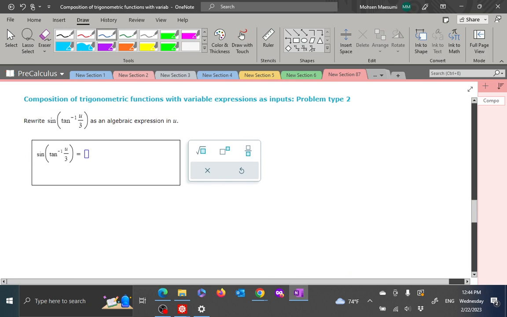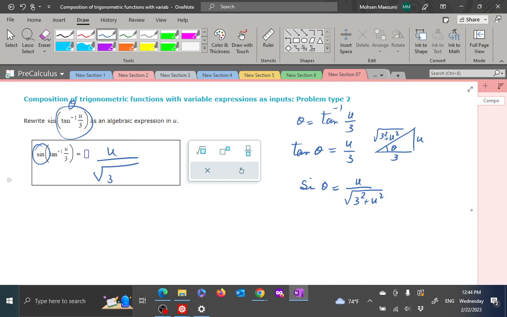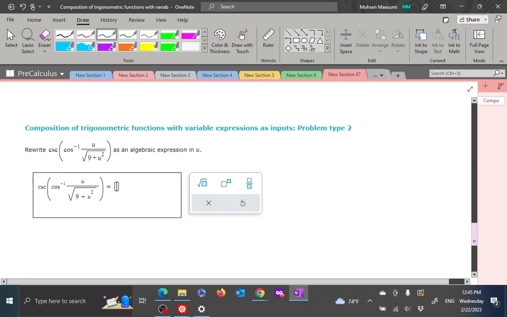This one, again, this whole thing is theta. Theta is tangent inverse of u over 3. Tangent of theta is u over 3. That means opposite is u, adjacent is 3, hypotenuse is the square root of 3 squared plus u squared. This is angle theta, and what we are looking for is sine. What is sine of theta? Well, ratio of opposite to hypotenuse. So here we get the answer for that.